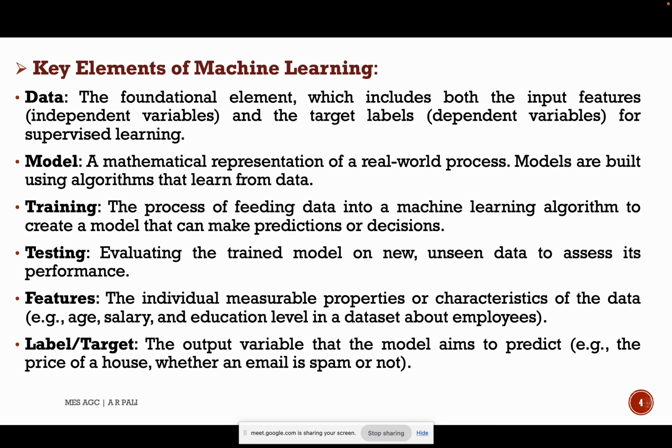So हा झाला training and then testing the model. Next is features, the individual measurable properties or characteristics of the data. Example, age, salary, and education level in a data set about employees. So individual measurable properties or characteristics of the data are called its features. Label or target, the output variable that model aims to predict. Example, the price of the house, whether an email is spam or not. All these are the targets given to the data or the labels given to the data.